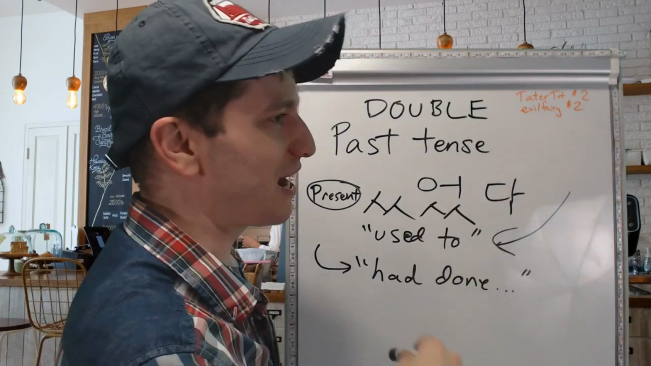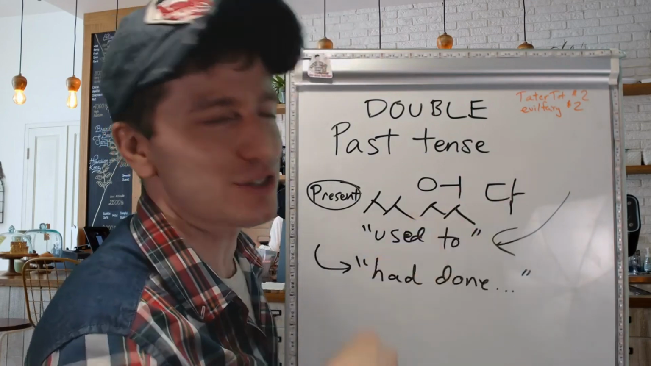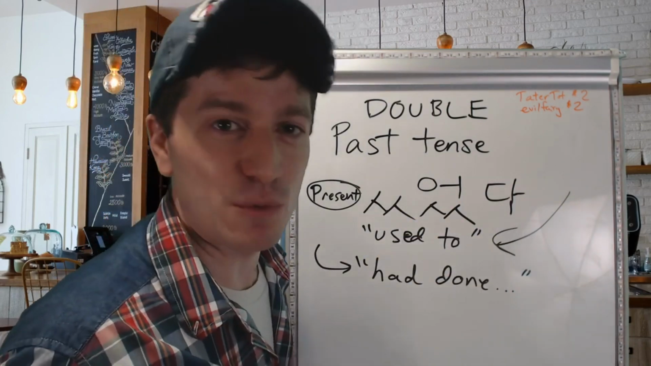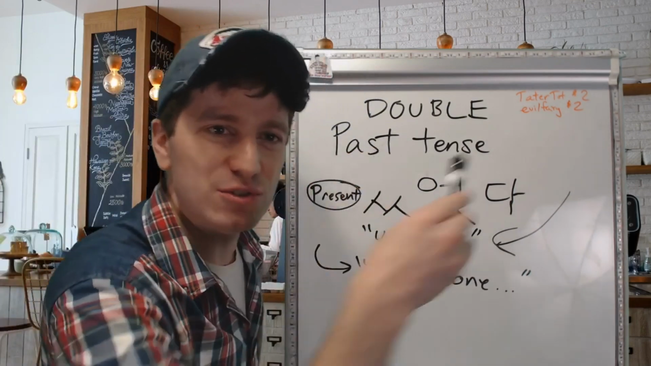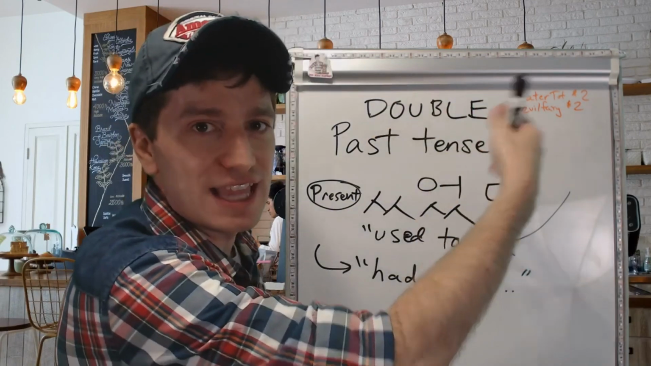I used to live there. I used to eat that. I used to like that. I used to go to school. I used to study Korean, whatever. Although literally it has no meaning of used to. It does not mean you did something continually like the 던 adjectives did.